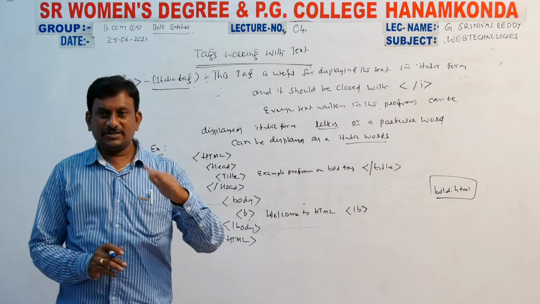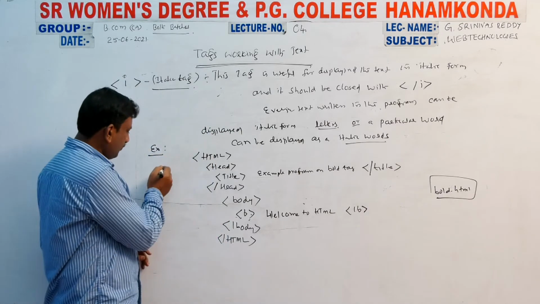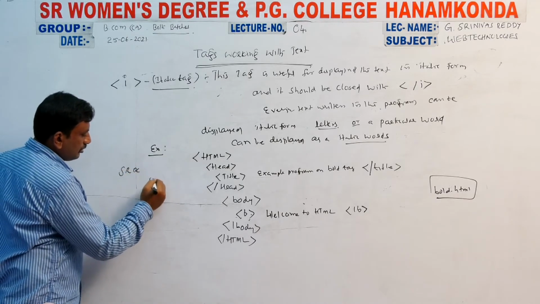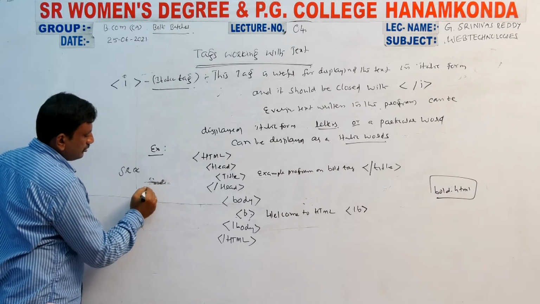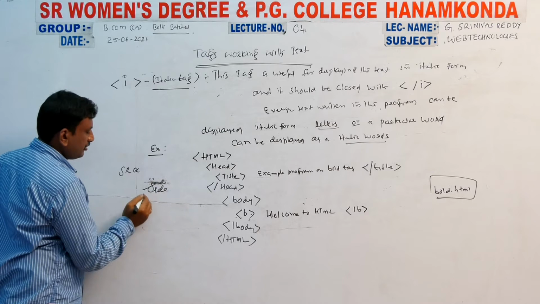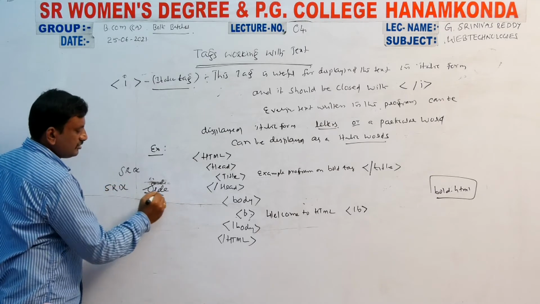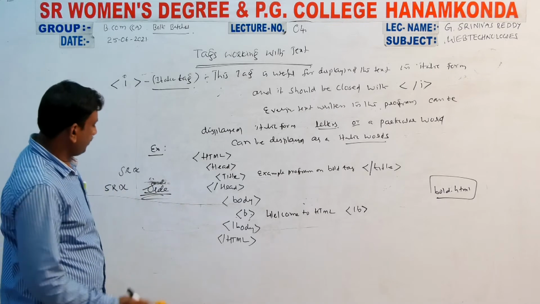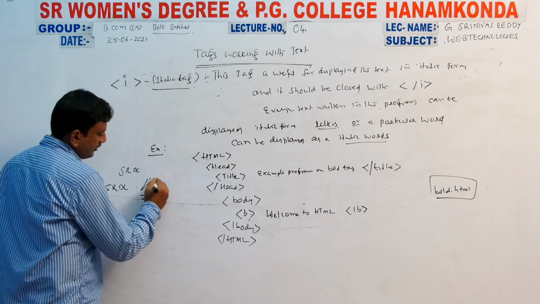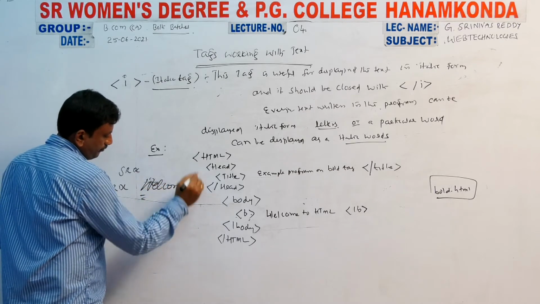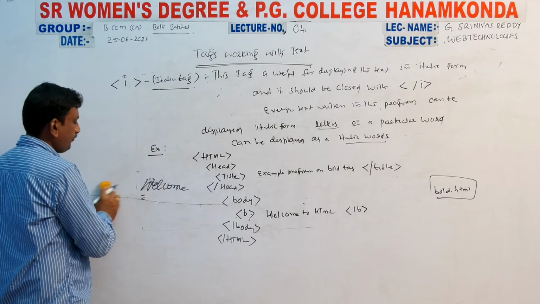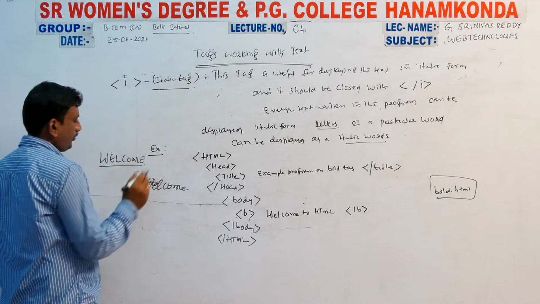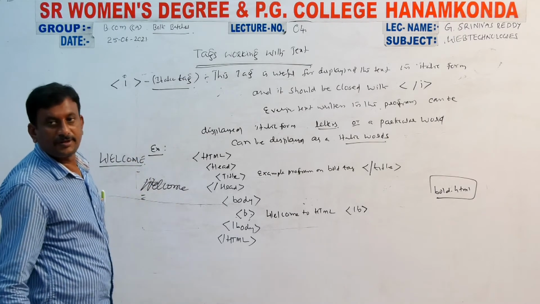Italic means a slight change in the text. For example, this is a chaining of this italic form. It writes welcome in italic form. This is a normal form.